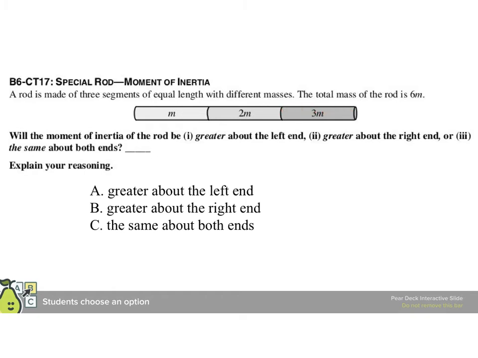And they ask, will the moment of inertia be greater around the left end, the right end, or around the same ends? And we can sort of think of these as 3 point masses that are located at their symmetry points. So we can say, like, here and here and here. And so we can imagine we have either this arrangement or we have the opposite arrangement.